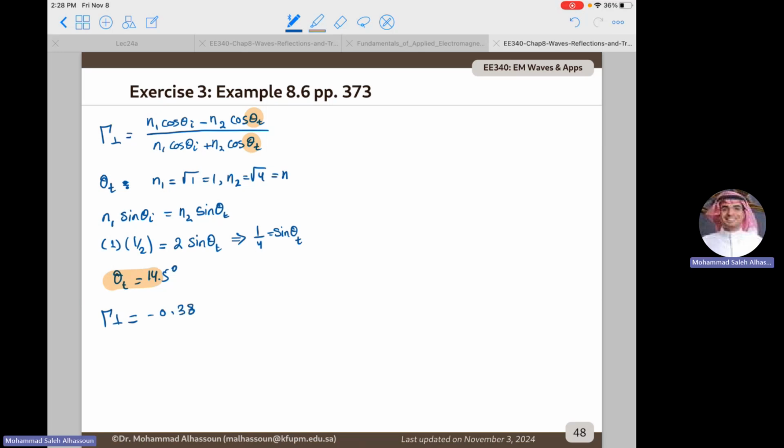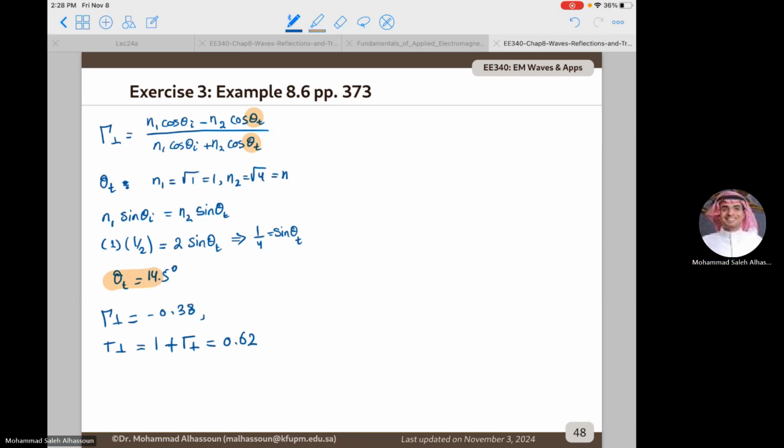While we are computing the reflection coefficient, let's compute the transmission coefficient. We can either use the formula 2 eta 2 over eta 1 plus eta 2 multiplied by cosine theta i, or we can use this simple relation. The transmission coefficient is simply 1 plus the reflection coefficient, and this gives you 0.62 simply.